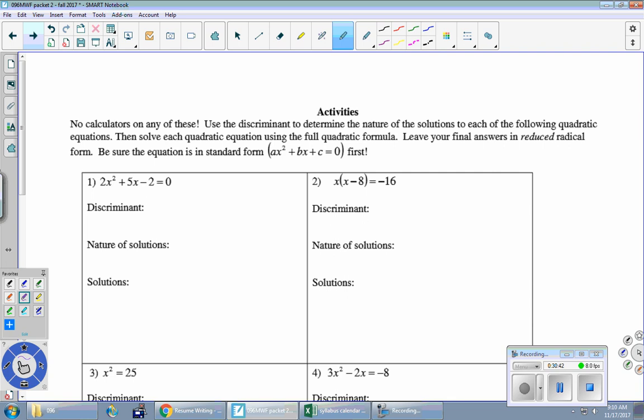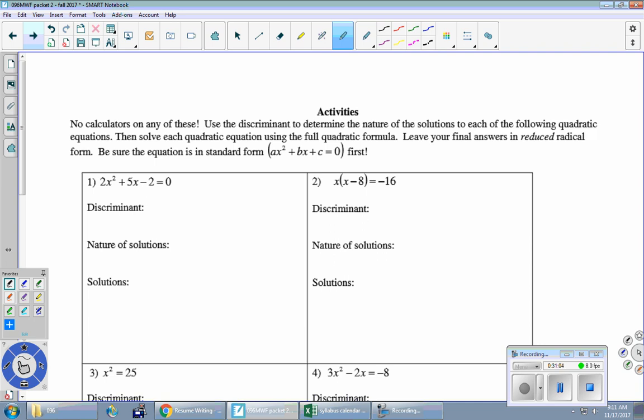So the activities on the next page, we're going to change it up a little bit. Let's do number 1 together, or at least let's start number 1 together. So here are the instructions. First, you're going to find the discriminant. That's going to be a number. Then you're going to write the nature. That is some words from that last column from the previous page. And then you're going to go on and find the full-fledged solutions.